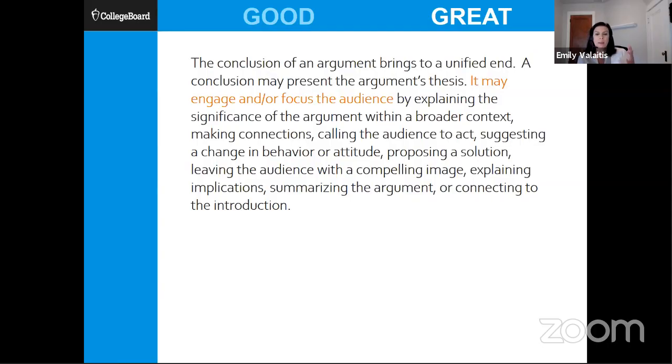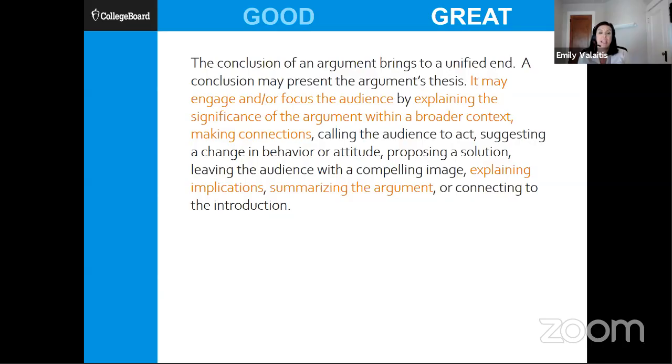You might see some overlap here. College Board and Advanced Placement will give you some descriptions of what you can do to engage or focus your audience. And some of these won't pertain to the rhetorical analysis. So I'm going to go through the ones that I think are the most important for you to consider for your rhetorical analysis essay. The others are great. They might just be pertaining more toward the argument essay.